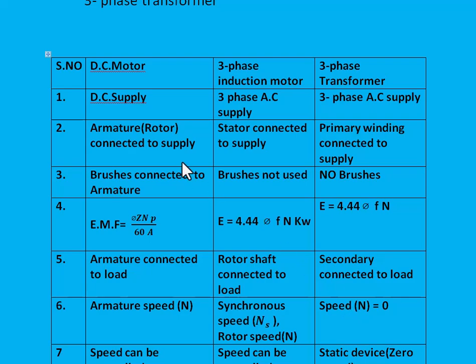In DC motor, speed control is possible by various methods. That may be a field control method or that may be a voltage control method. Similarly, three-phase induction motor speed control is also possible by varying the input frequency or supply frequency to the stator, or by changing the number of poles, or by changing the input voltage, or by changing the rotor resistance in case of slip ring induction motor. Whereas in case of three-phase transformer, there is no such necessity for speed control, because the speed of the transformer is zero because it is a static device.